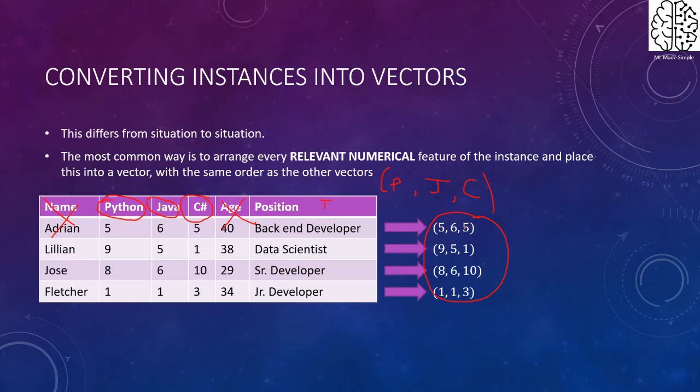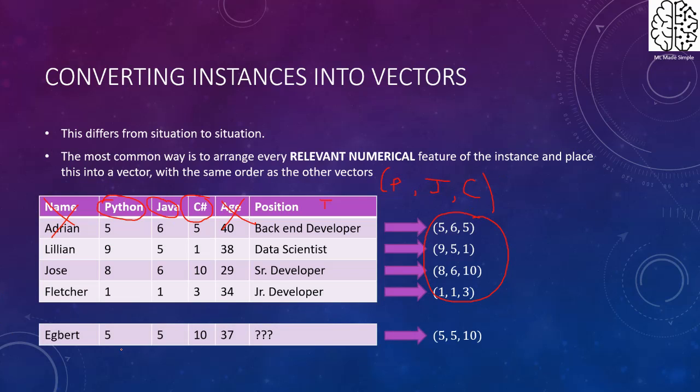Now in this example, let's add one more, let's throw a curveball. There's a new hire. Somebody just got hired. Call him Egbert. He has 5 years of experience in Python, 5 years of experience in Java, and 10 years of experience in C#. So he has a vector of 5, 5, 10.